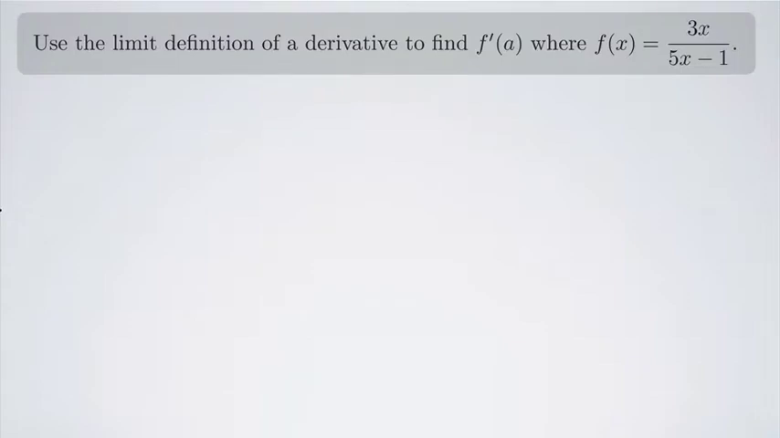Use the limit definition of a derivative to find f prime of a, where f of x equals 3x divided by 5x minus 1. This is one of those problems that can freak people out if they don't like a lot of algebra. So my advice is to just go very slow through the problem, check your work.